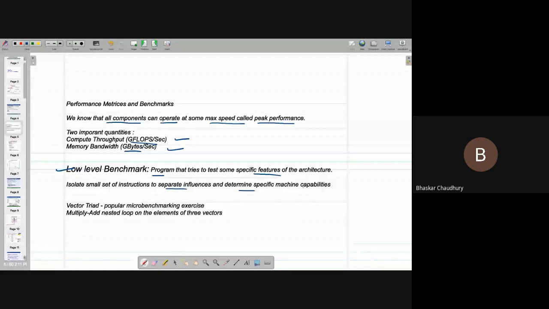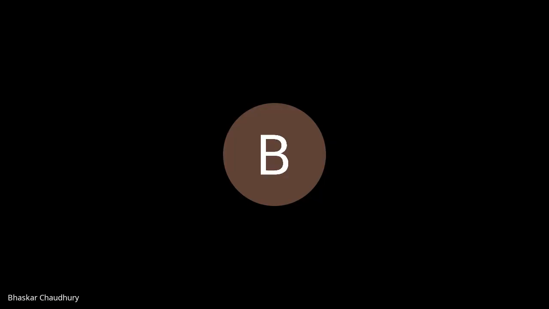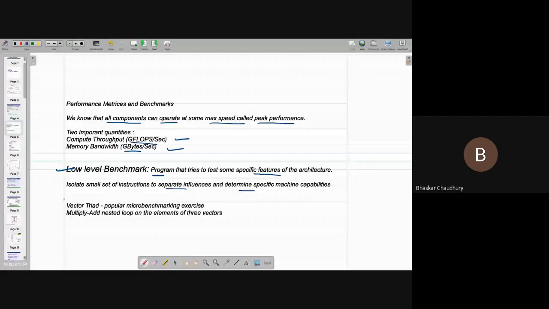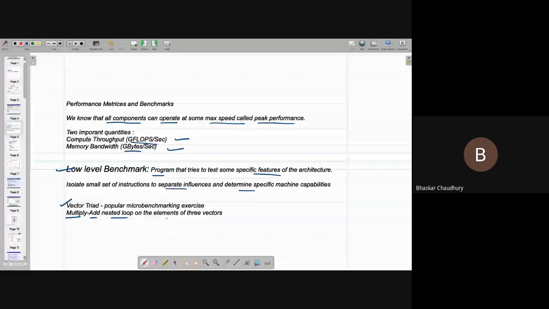So we are going to look into such a low-level benchmark, which we also call a micro benchmark. This is a very popular micro benchmark, which is used in both academia and industry to test architectures. What it basically does is it's a simple program which has a multiply and add nested loop, and it is done on three vectors. Okay, so first let us look into the code. This is a typical vector triad code.